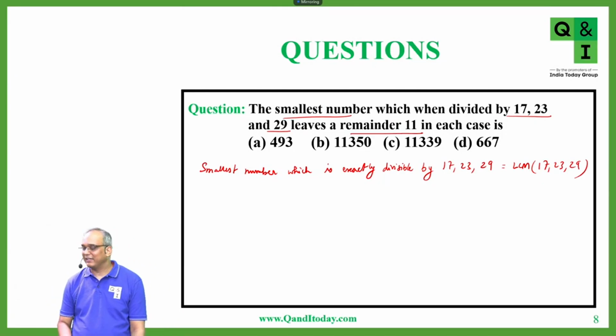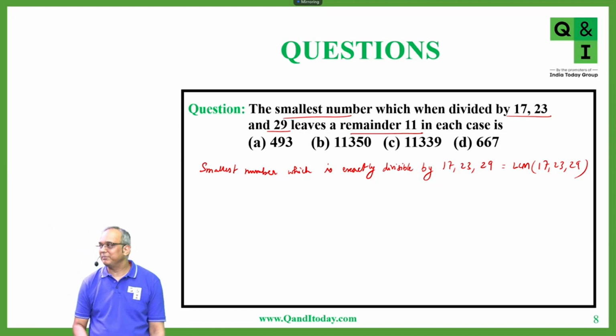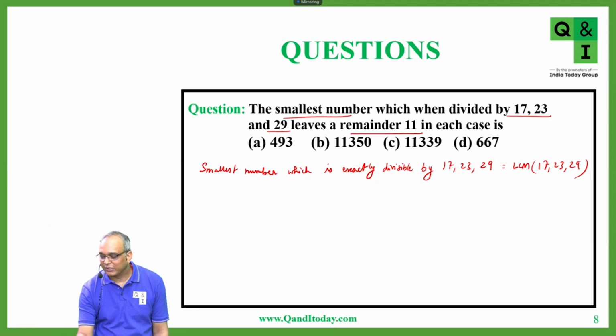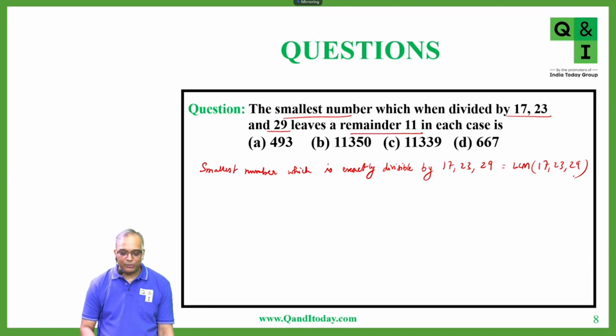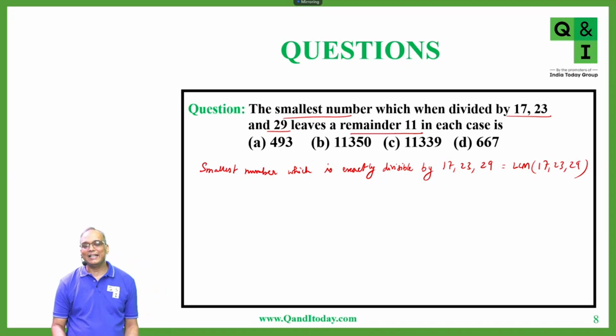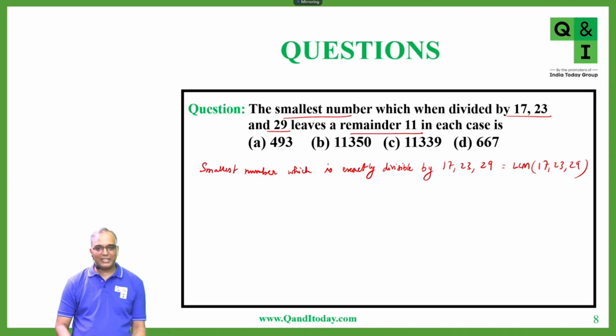Yes, Raghavi, the answer is correct. It is option B. Good. Rahul is also correct. So LCM of 17, 23 and 29. So we know that because these are prime numbers, the LCM of 17, 23 and 29 will be just the product of 17, 23 and 29, right?